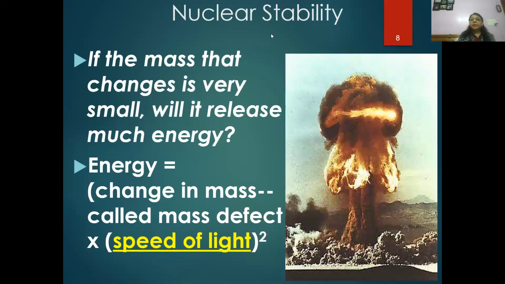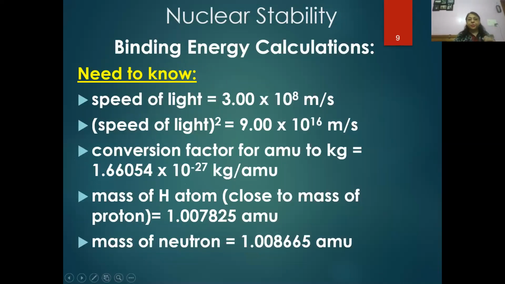Please continue. Yeah, because you see, you know these things. We have to quickly recapitulate what we know and then create space for what we do not know. Create space for what is not clear to us. So if the mass that changes is very small, will it release enough energy? Energy is the change in mass, called the mass defect, multiplied by the speed of light squared. So very easy, very simple, and we know it. So nucleus stability, the binding energy calculation requires the knowledge of the speed of light, we know it.